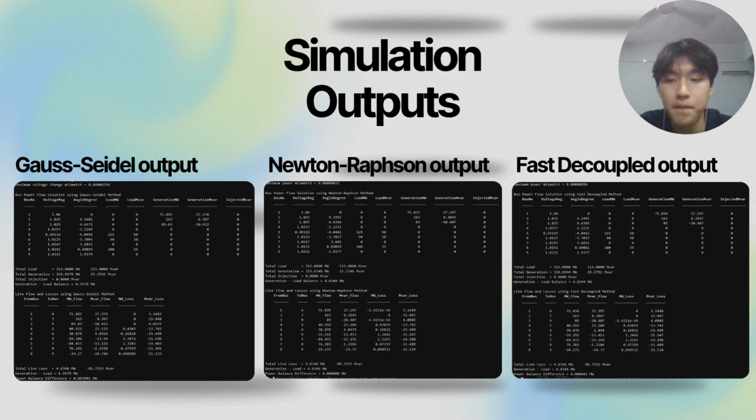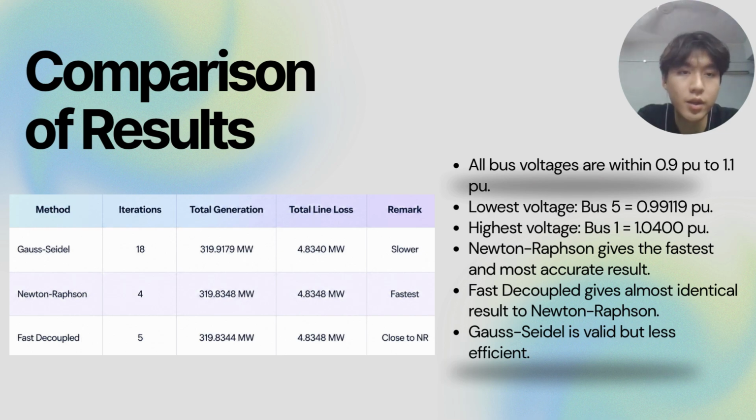The results also show the bus voltage magnitude, voltage angle, total generation, total load, line flow, and system losses for each method. From the comparison table, the Gauss-Seidel method required the highest number of iterations. This shows that the Gauss-Seidel is able to solve the power flow problem, but it has the slowest convergence. The Newton-Raphson method required only 4 iterations, making it the fastest method in this study. The fast decoupled method converged in 5 iterations and produced results that are almost the same as the Newton-Raphson method.